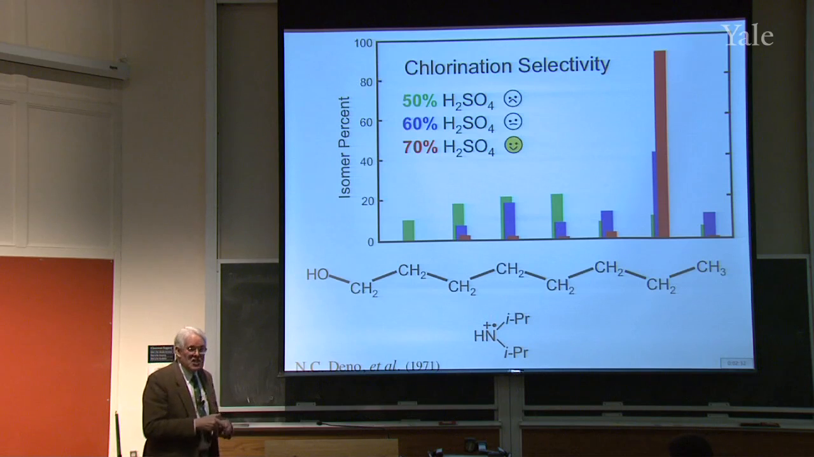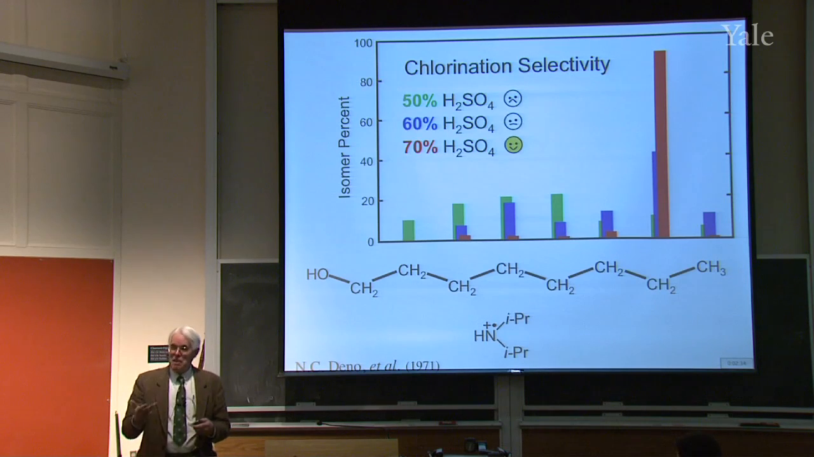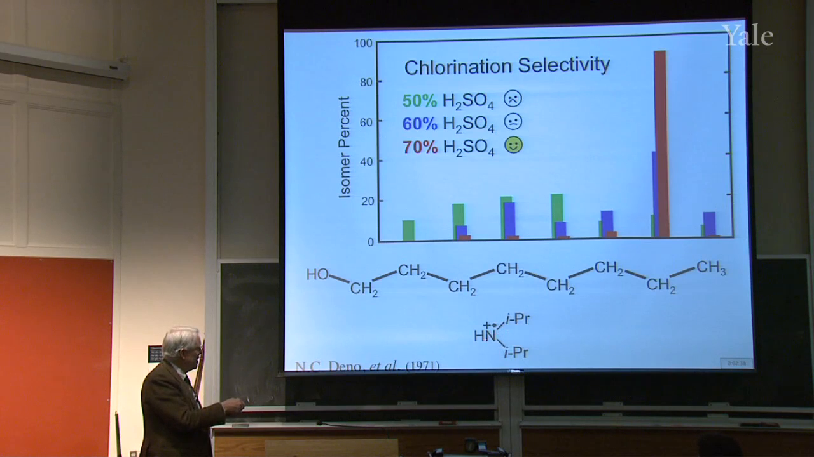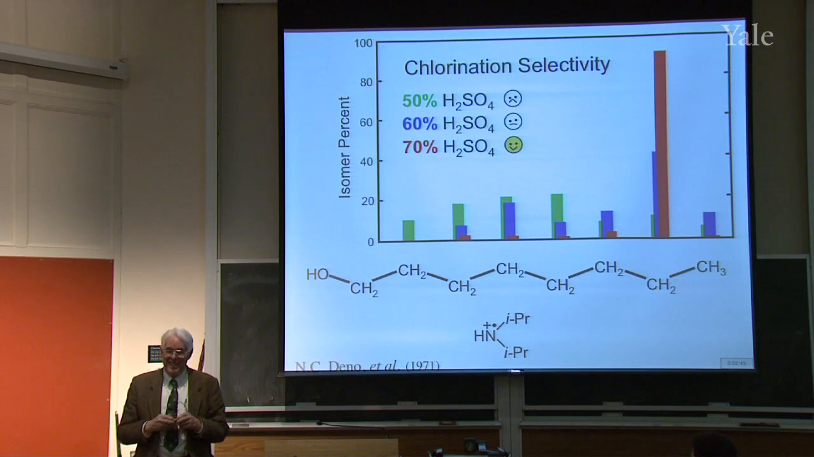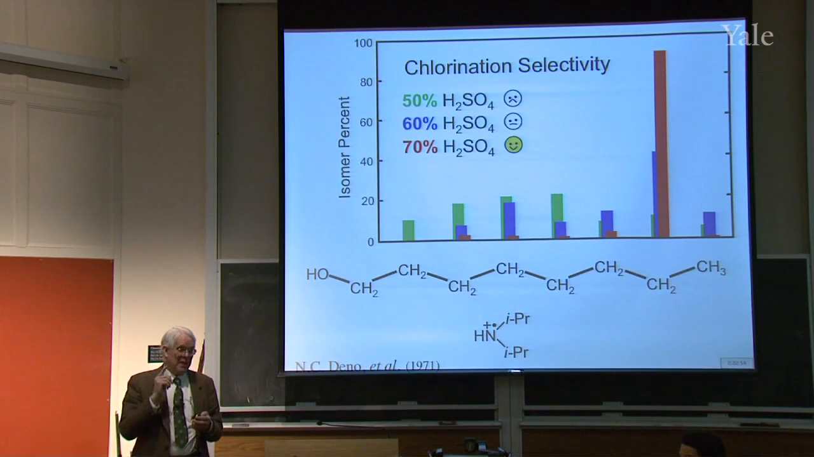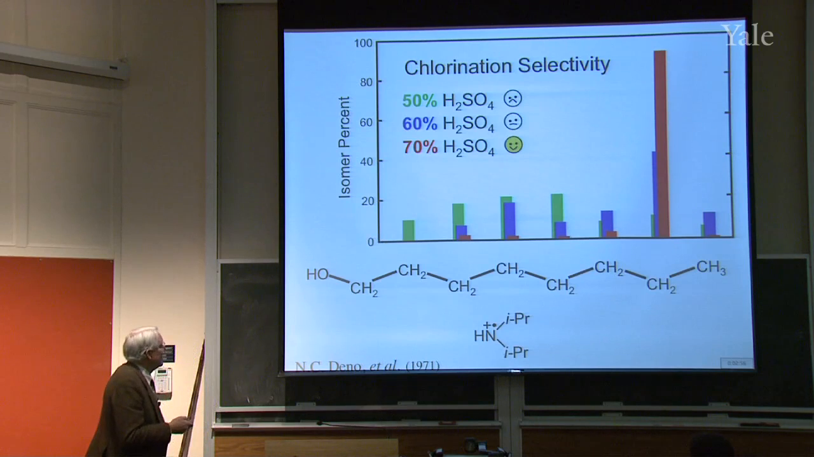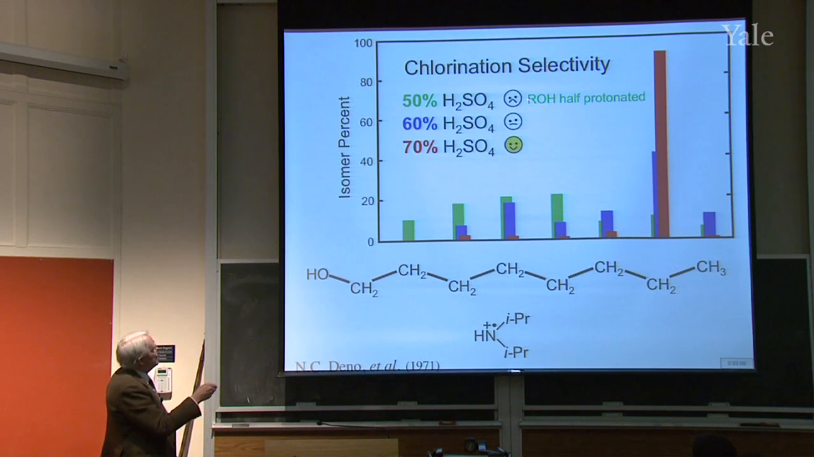The amine is a reasonable base. It's easily protonated. Even in weak acid, this is protonated. But there's another base in the system that's hard to protonate. And what's that? Sebastian? The alcohol could be protonated, but you need a really strong acid to protonate the alcohol. So here the ROH is half protonated.